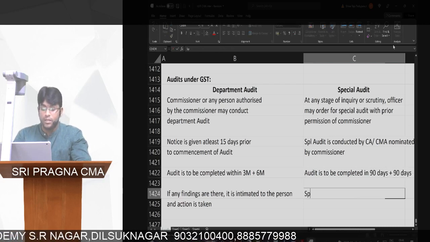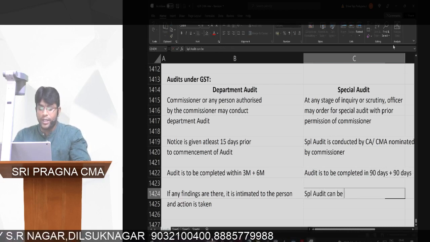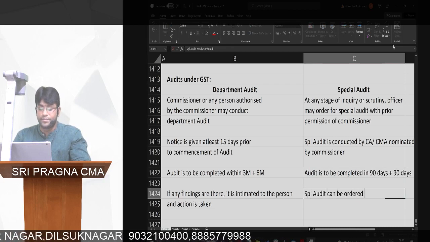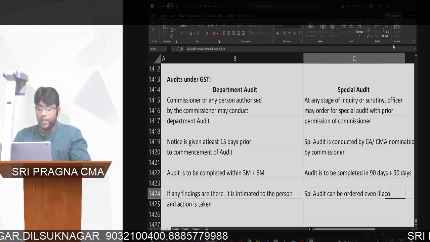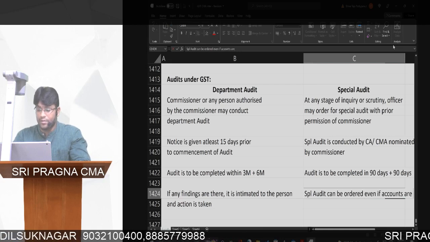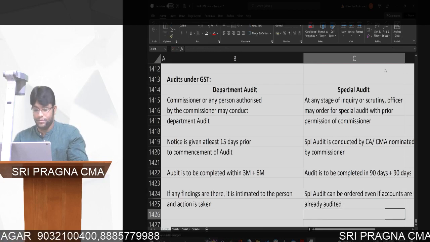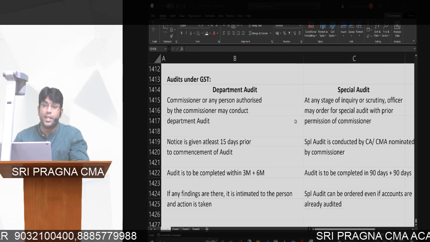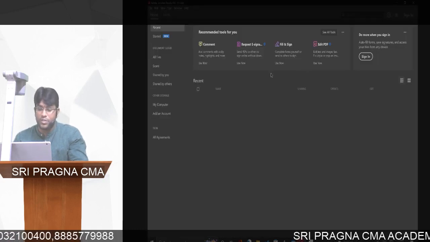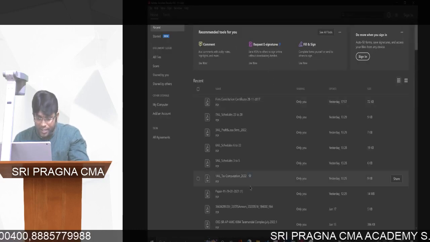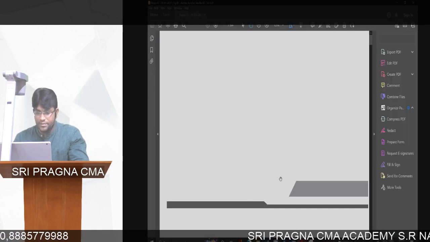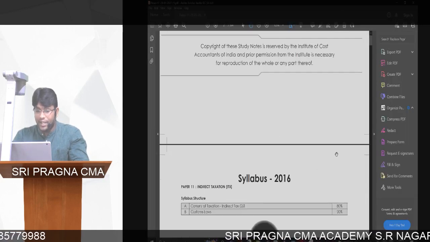Okay, now special audit can be ordered even if accounts are already audited. Friends, I hope we are getting clarity. Special audit can be ordered even if accounts are what, my dear friends? Already audited. I hope you are understanding.